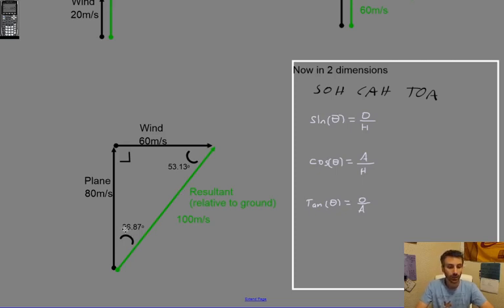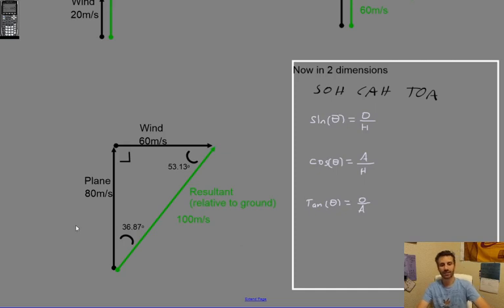And then what about the angle? For the angle, we would use a little bit of trig, so SOHCAHTOA. The sine of an angle, theta, the symbol that represents an angle, is equal to the length of the opposite side divided by the hypotenuse. Cosine of the angle theta is equal to the adjacent over the hypotenuse, and the tangent of the angle theta is equal to the opposite over the adjacent.